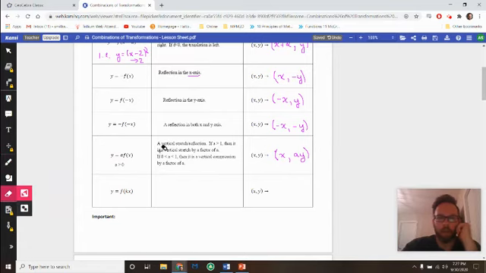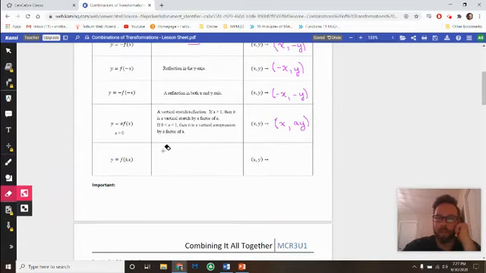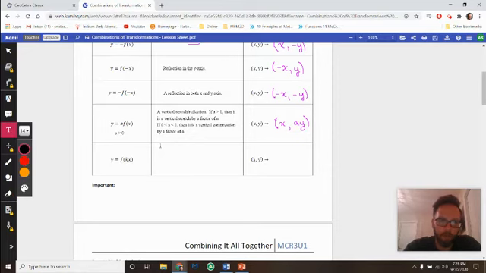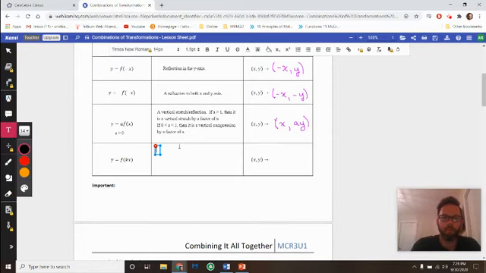Aside from reflecting, because last year you did parabolas that opened up and you reflected them down so they opened downwards, you had kind of seen reflections before, maybe not horizontal reflections. You definitely didn't do horizontal stretches or compressions last year. So let's summarize this last one.